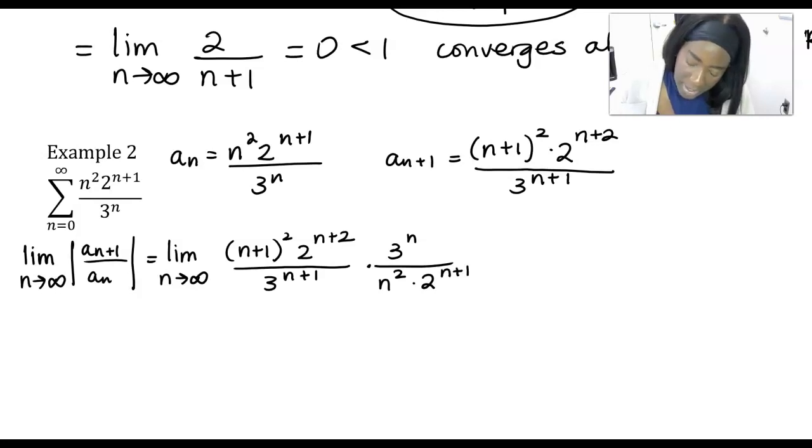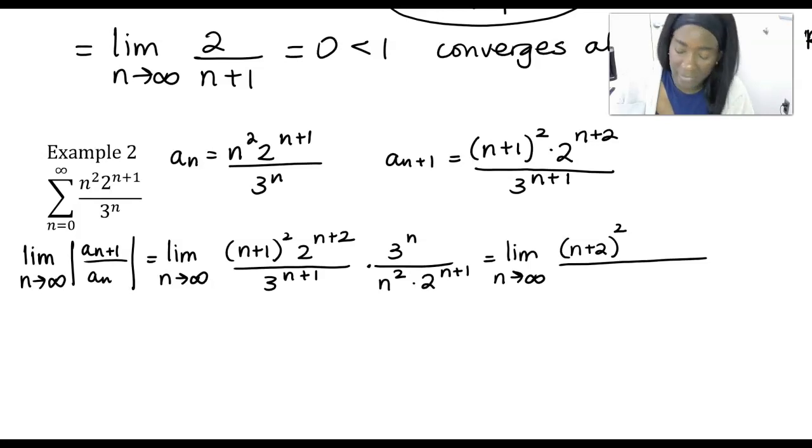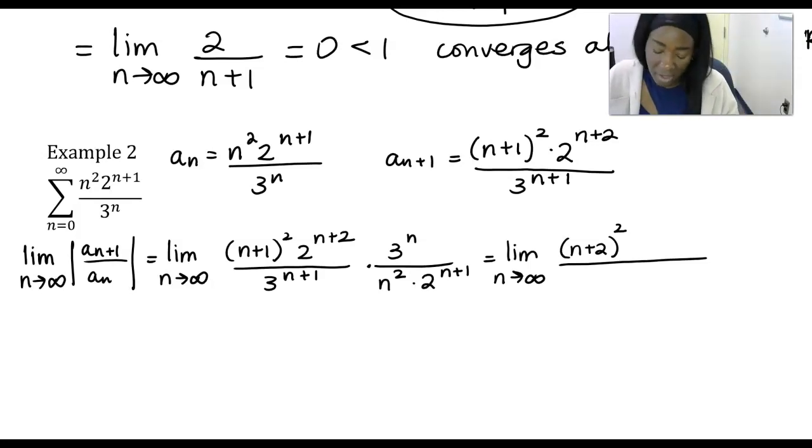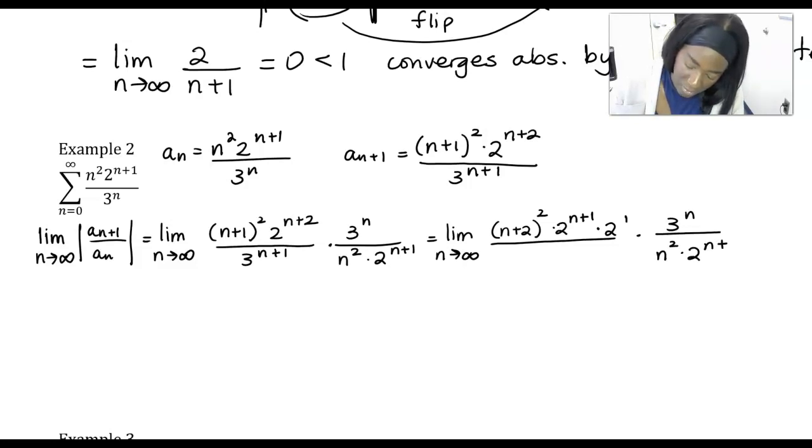I'm going to go ahead and start rewriting this so that we can see some things that are going to cancel. I'll leave this n plus 2 squared. We don't have to expand that out in order to evaluate the limit. The 2 to the n plus 2, I'm going to break up as a 2 to the n plus 1 times a 2 to the 1. Okay, so I broke that up. And the reason, before we go any further, I'll talk about why I broke it up like that. So I just went ahead and wrote the second fraction that was down there.